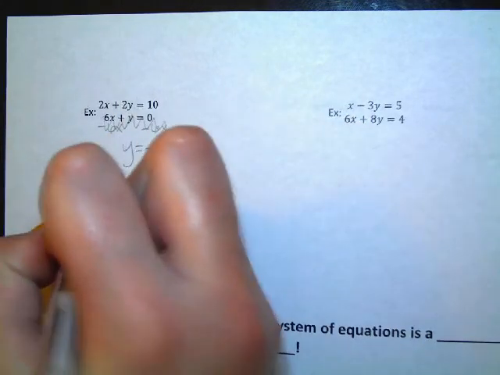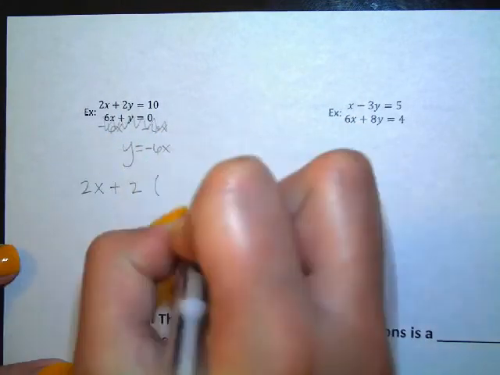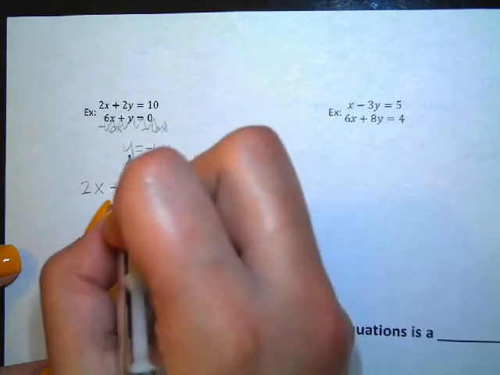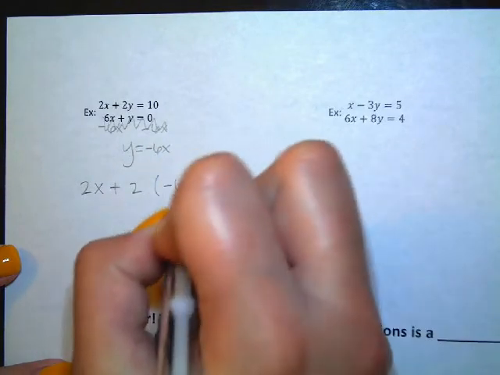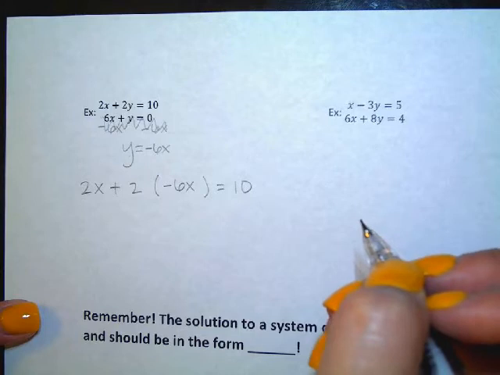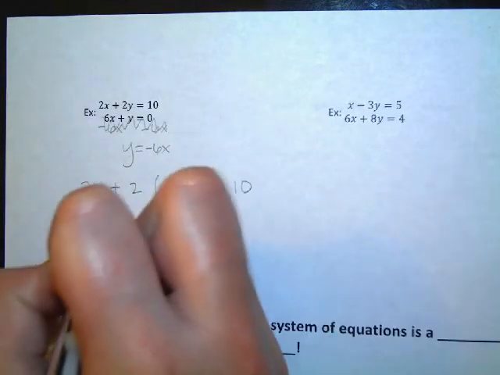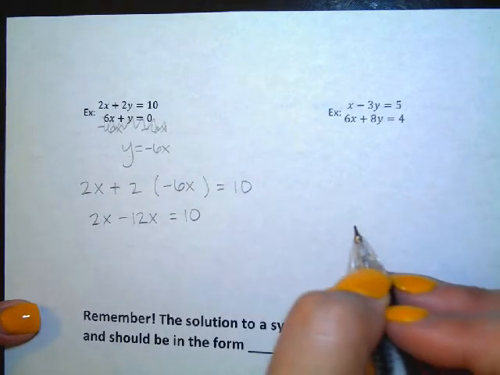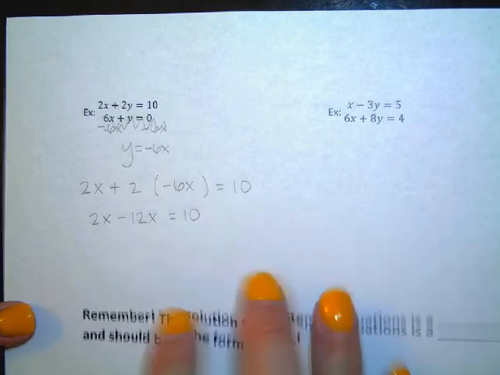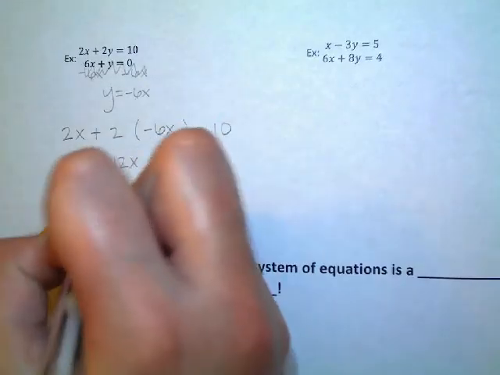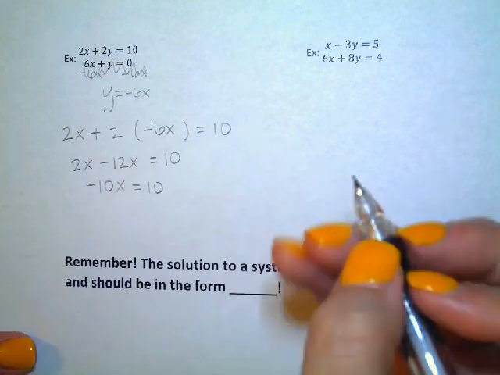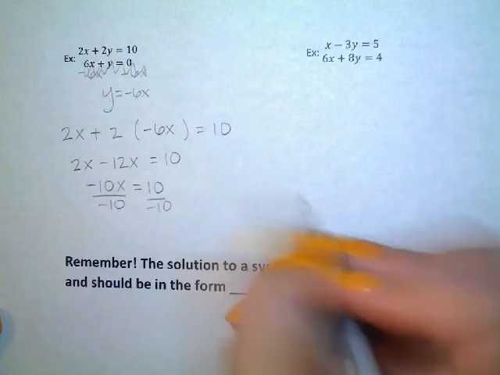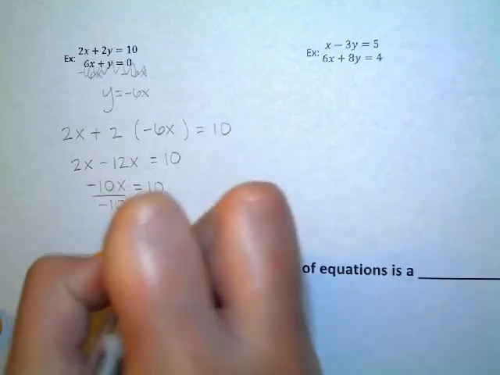So I have 2x plus 2 times y equals 10. And then instead of y, I'm going to plug in a -6x because I know that that's what y equals. So I've got 2x minus 12x equals 10. I can combine like terms right here. 2 minus 12 is -10. Then I can go ahead and divide by -10. And I get x equals -1.